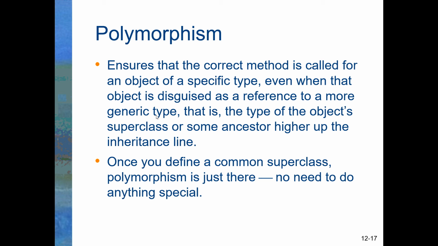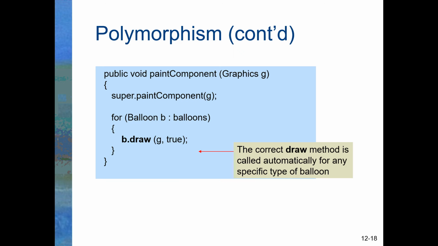And polymorphism will make sure that I use the appropriate classes. And this will make a little more sense here when we actually start to see it. So they tell you once you define a common superclass, polymorphism just takes place. You don't need to do anything special. It just happens for you. Java does a nice job on it.